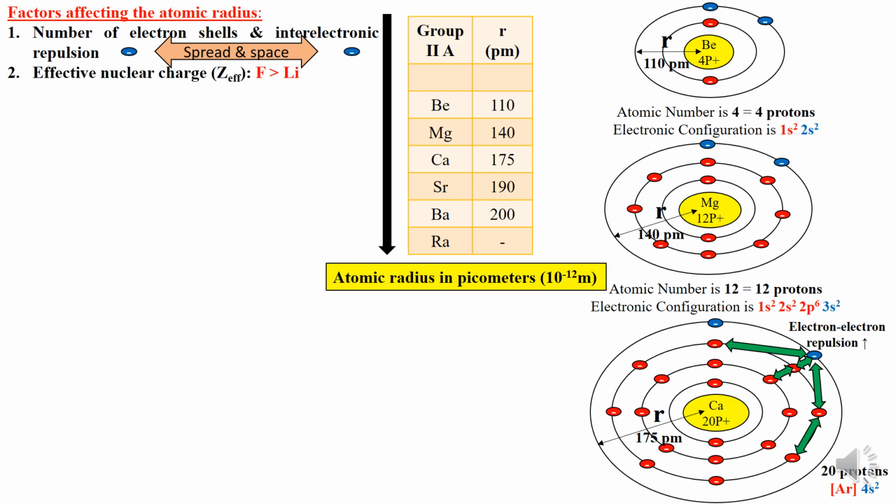Second factor affecting the atomic radius, effective nuclear charge. What is effective nuclear charge? Effective nuclear charge is the electrostatic force of attraction between the positively charged protons and the outermost valence electrons. It is also defined as the net positive charge experienced by the outermost valence electron in a multi-electron atom.